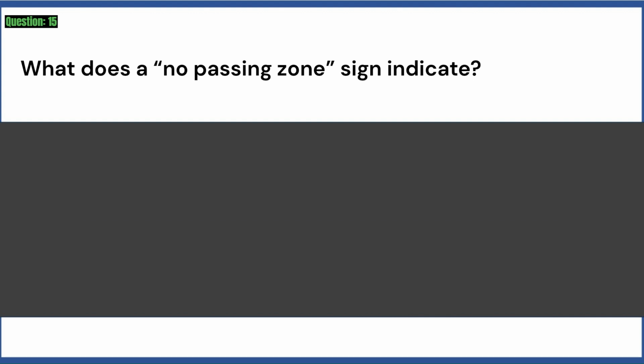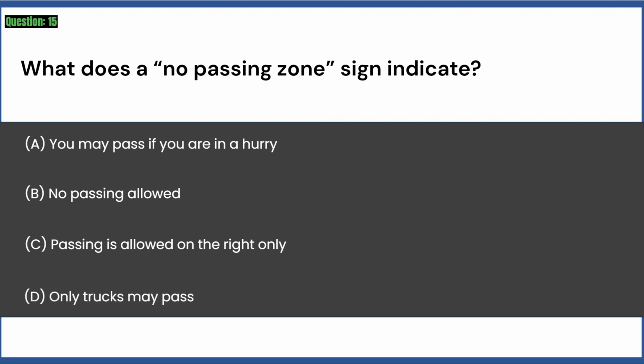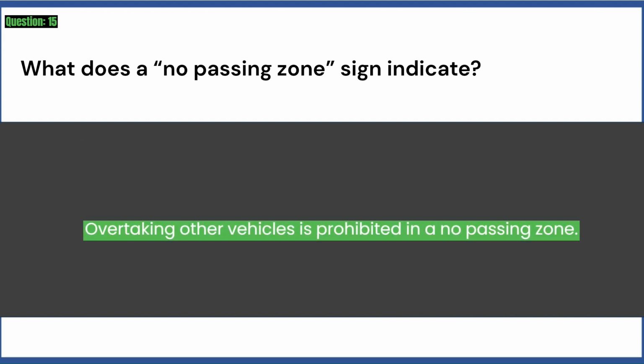What does a no passing zone sign indicate? A. You may pass if you are in a hurry. B. No passing allowed. C. Passing is allowed on the right only. D. Only trucks may pass. Answer, B. Overtaking other vehicles is prohibited in a no passing zone.